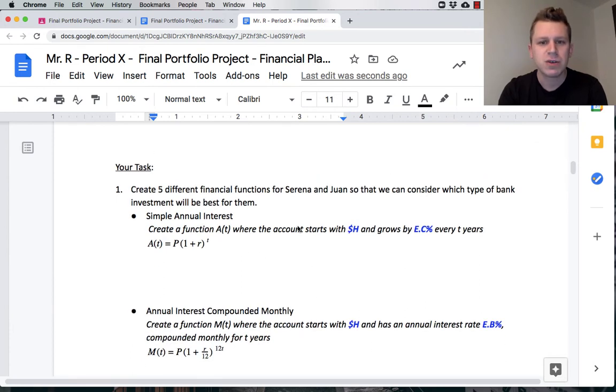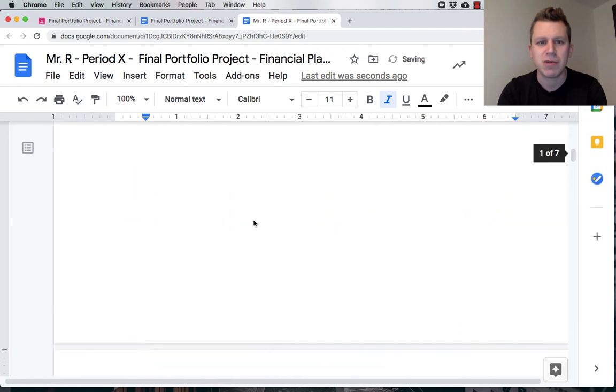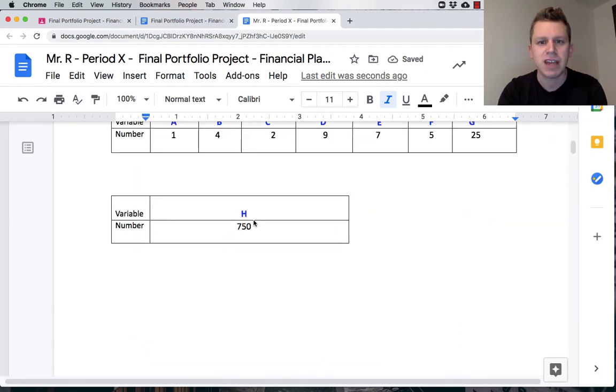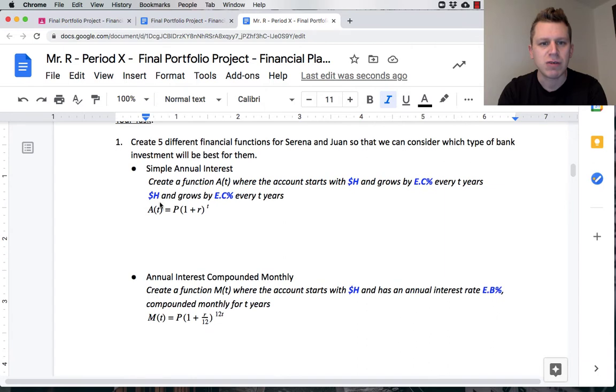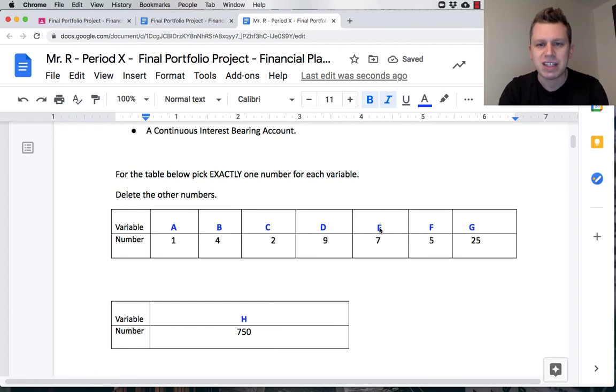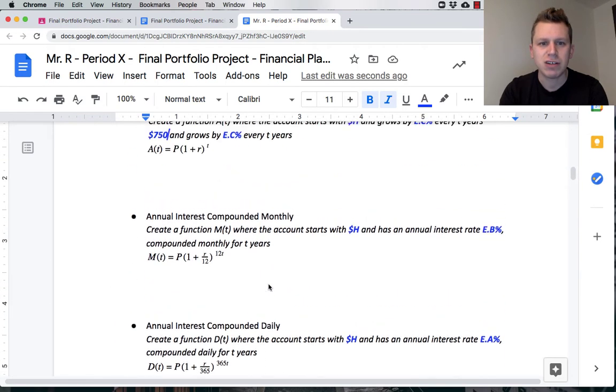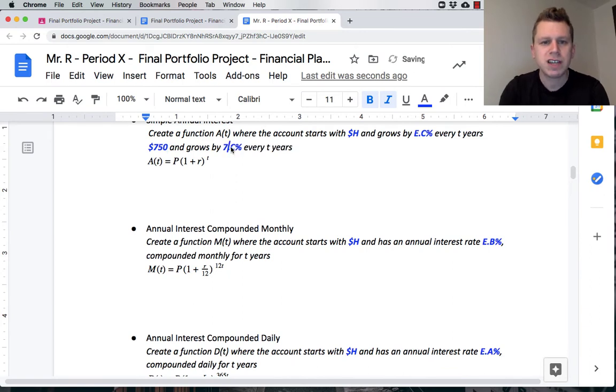So here it says create a function A of T where it earns H dollars and grows by E.C% every 2 T years. So I'm just going to go down here and copy down what H is. For me, H was 750. So I would write 750, and grows by E.C%. E.C is 7.2% annually. It's a pretty good rate, 7.2%.